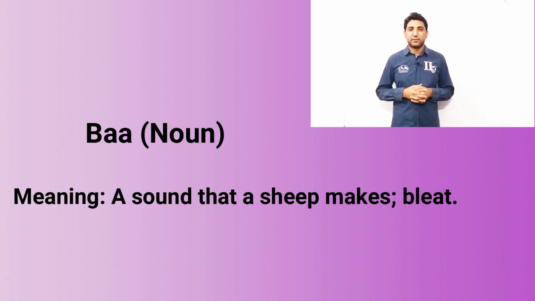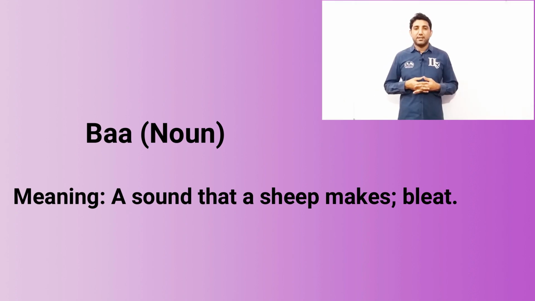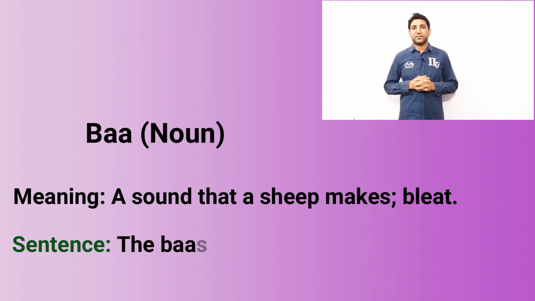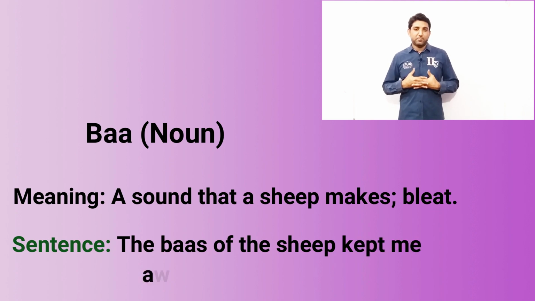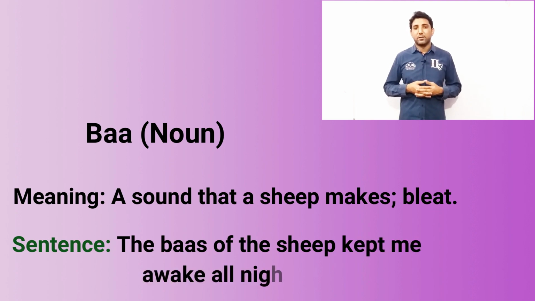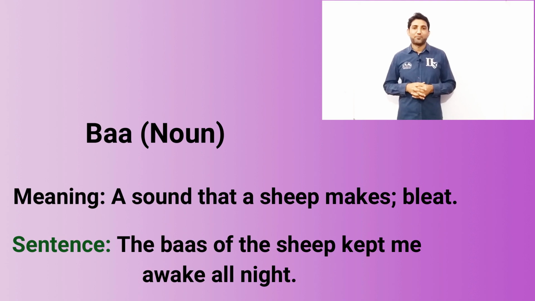The second word is baa, B-A-A, baa. It's a sound that a sheep makes. It's a verb and a noun as well. Let's use this word as a noun in our example sentence. The baas of the sheep kept me awake all night.